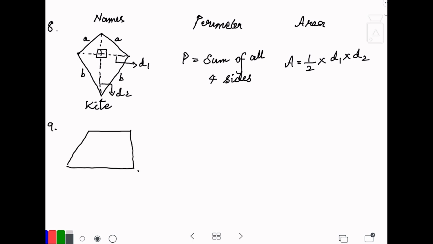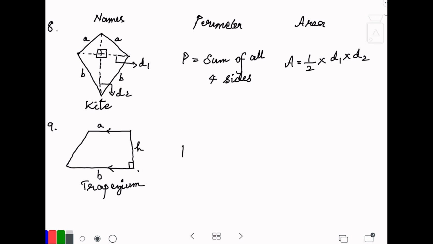Let's move on to the ninth shape. The ninth shape we are going to have is the trapezium. What is called a trapezium? A trapezium is again a four-sided figure in which only one pair of opposite sides are parallel to each other. And you will have a height here. You can call one parallel side A and the other parallel side B. So this is called a trapezium.